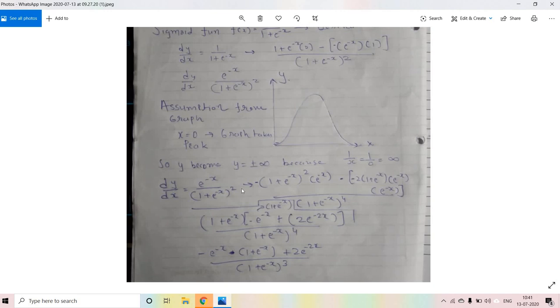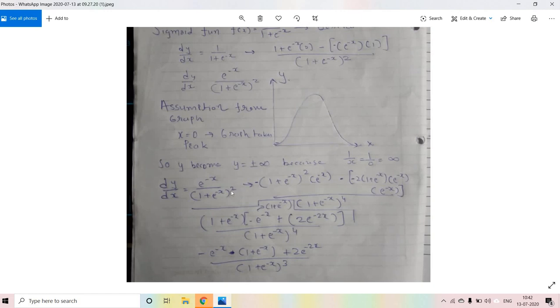So what we have to do is go for another derivation, that is, we have to do the second derivative of that function. So what we get over here is e raised to minus x upon this, and we have to do the second derivative of that. It becomes a little bit handy or a little bit confusing, but don't worry.